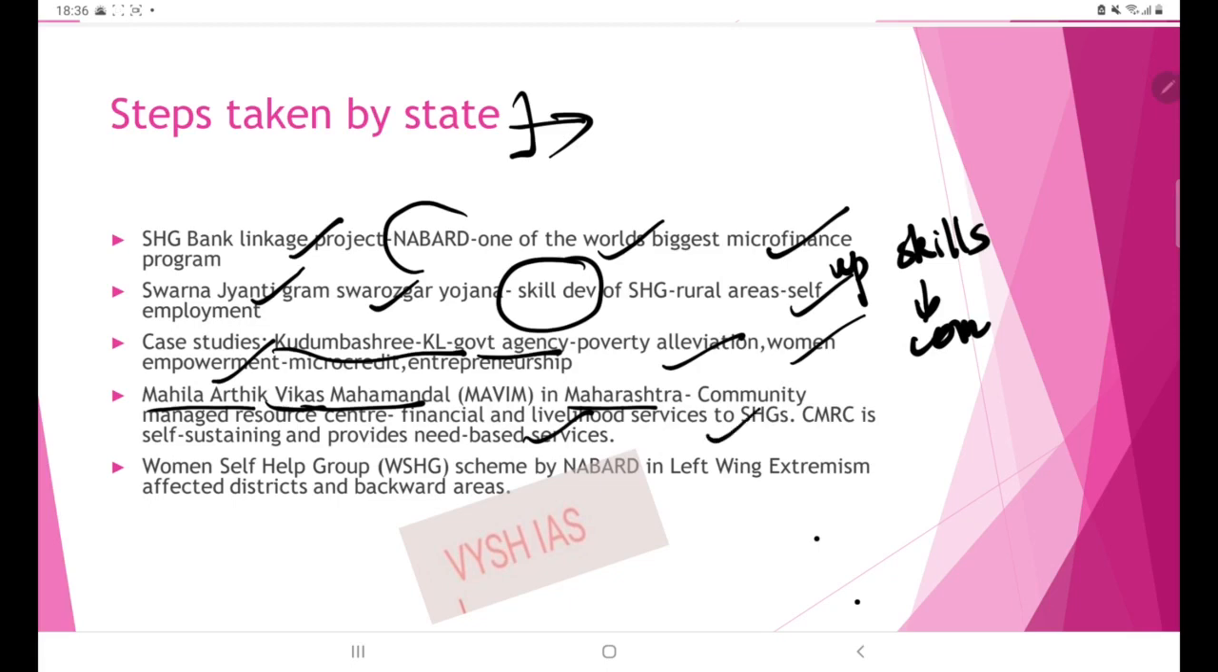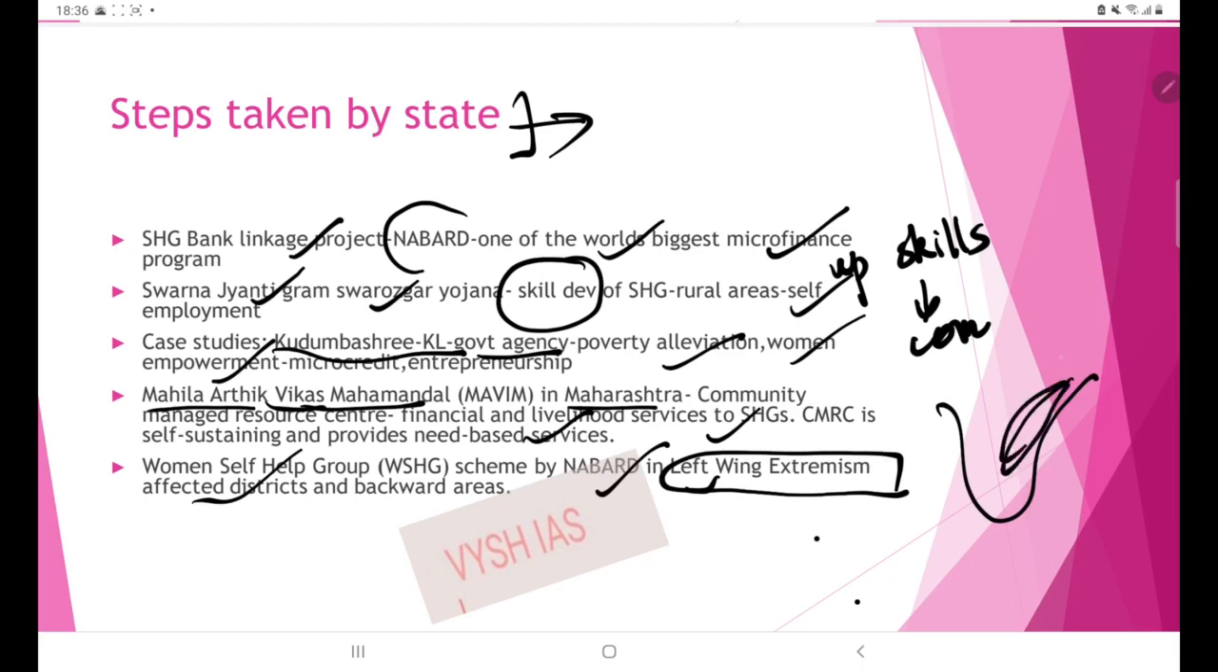So this is one important aspect. So SHG is getting that aid. Okay. So CMRC is self-sustaining and provides need-based services. Then the next program is the Women Self-Help Group Scheme by NABARD itself. It is done in left-wing extremism areas, like this belt of India, Odisha, Jharkhand, that belt of India. There it is being done. So it is also bringing the upliftment of women.